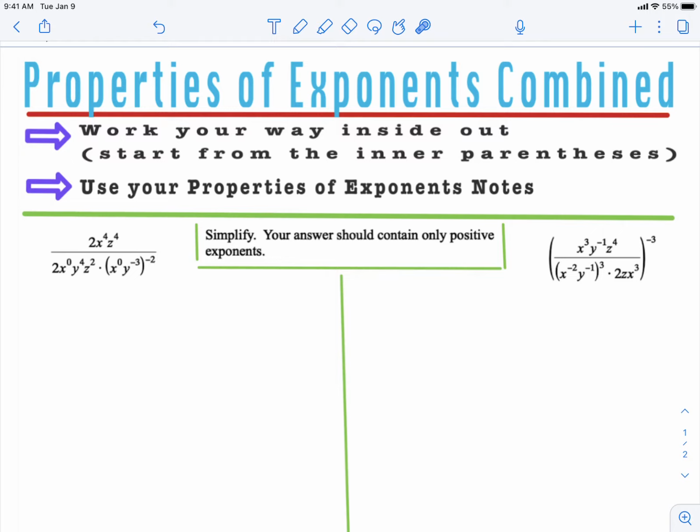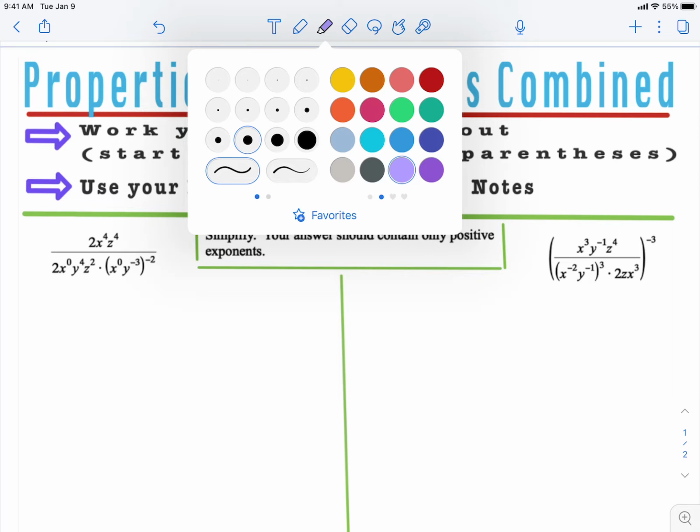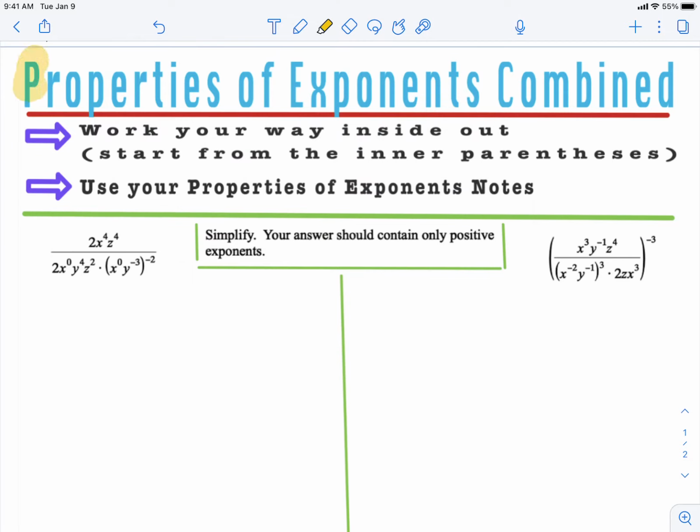Okay, so the first thing we identify, as always, is the name of these notes. These notes are called properties of exponents combined. We are going to use all the skills that we've used in the previous 3 lessons to do this combined lesson. That's why it says combined.